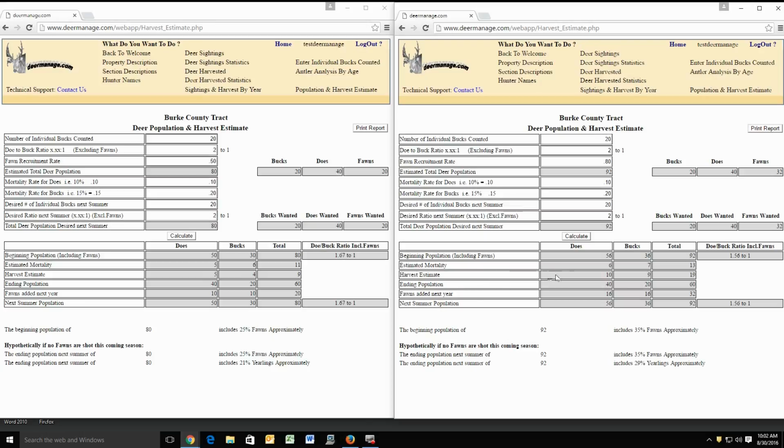This property with a higher recruitment, though, we're estimating that we can harvest 10 does and 9 bucks for a total of 19 deer. That's 10 more deer that can be harvested on this property because of the higher fawn recruitment rate. Now let's go down and look at the fawns that will be added next year utilizing our fawn recruitment rate that we had established. We're going to be adding approximately 20 fawns into the deer population next summer, and approximately 32 deer on this property next summer as well. So you can see the difference of 12 additional deer added to the deer population next summer and fall. So by having the higher fawn recruitment, you can see the difference it can have on varying properties.